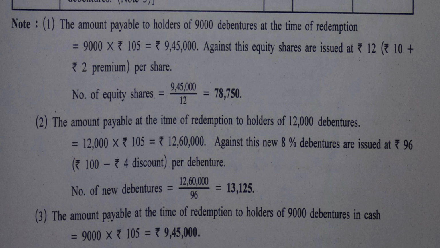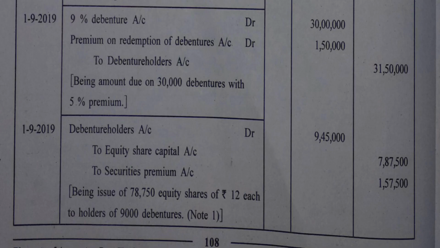So now we can understand the journal entry. Debenture holders account debit. How much amount is to be given to them? 9,45,000. How? 9,000 into 105. So instead of that, shares are given. So to equity share capital account, 7,87,500.